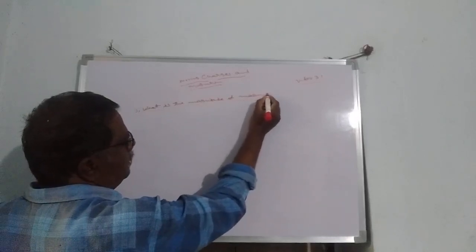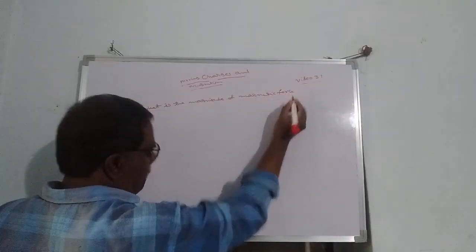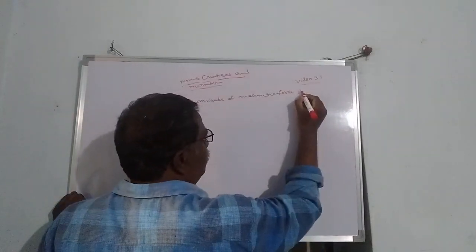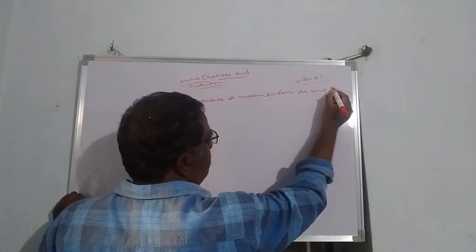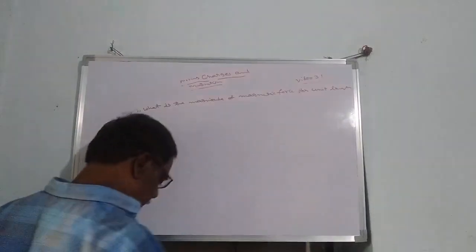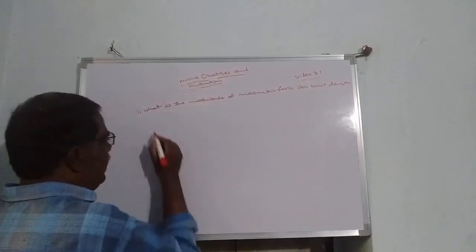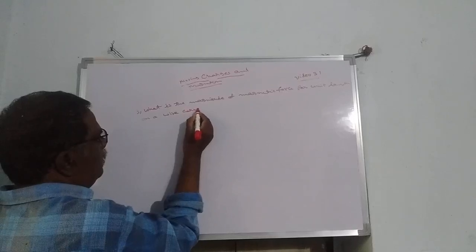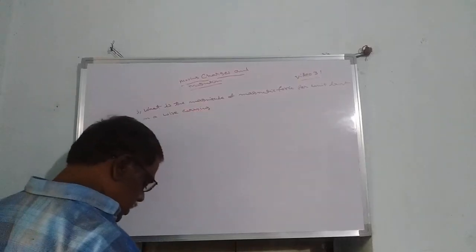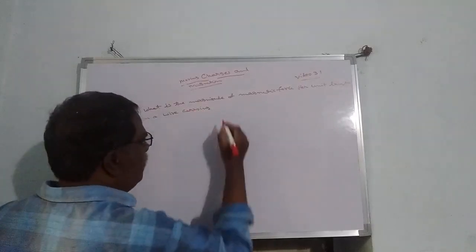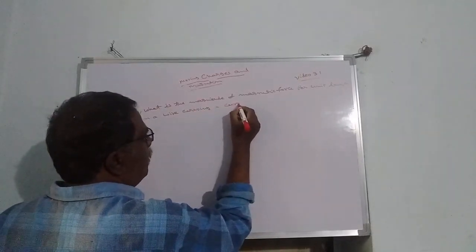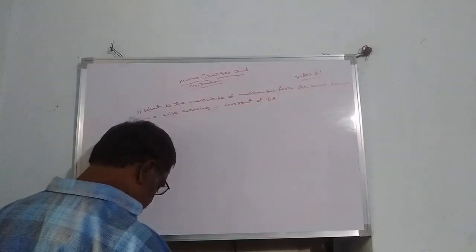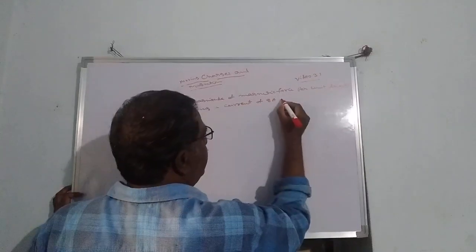Magnetic force per unit length on a wire carrying a current of 8 amps and making an angle of 30 degrees.